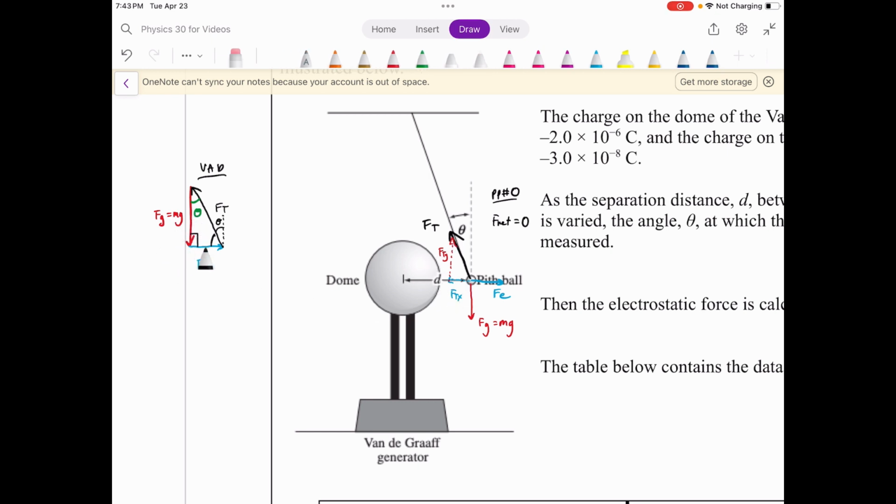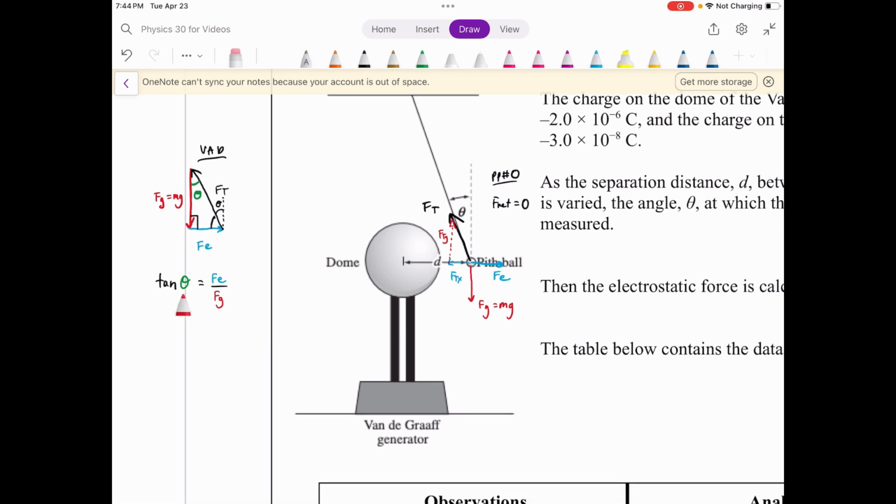Look, we want opposite, we have adjacent, so we could say tan of that angle there, which actually ends up being the same as this angle, to be honest, if you do the geometry on it. So tan of that angle will be equal to the electrostatic force over the force of gravity, opposite over adjacent. And therefore, the electrostatic force would just be Fg times the tan of theta.